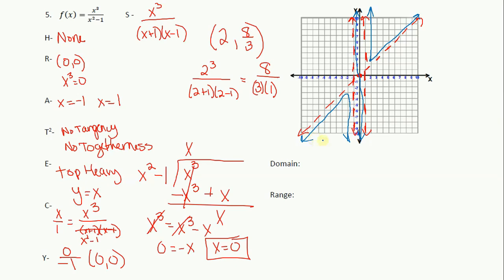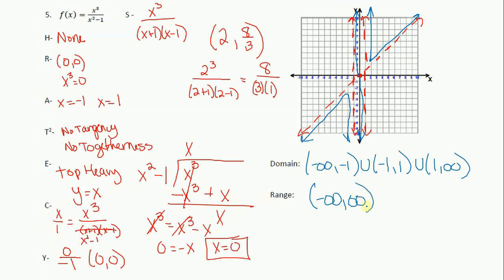So if I look at my domain here, I can't have -1 and I can't have 1, so I'm going to put both of those on my thing. And then if I look at range, notice, guys, I'm going forever down and forever up. So my range is -infinity to infinity.